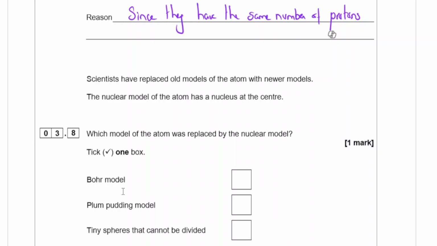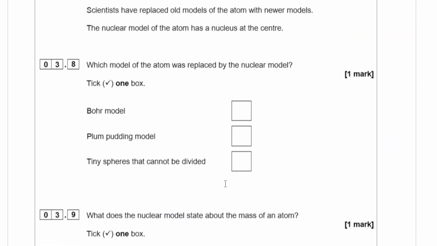Scientists have replaced old models of the atom with newer models. The new nuclear model of the atom has a nucleus at the center. Which model of the atom was replaced by the nuclear model? That would be the plum pudding model. So this was the first model, tiny spheres. The second model, the plum pudding model. And the third is the Bohr model, which is the nuclear model.